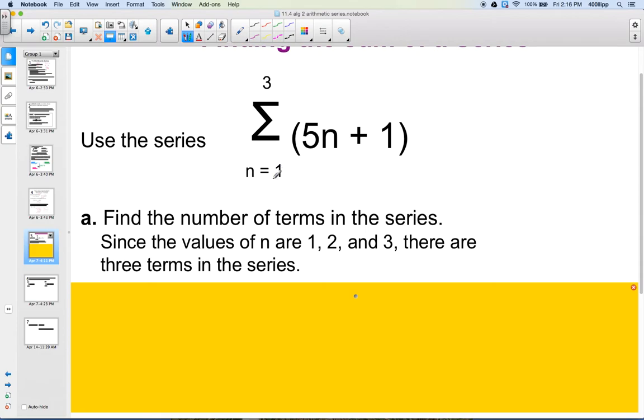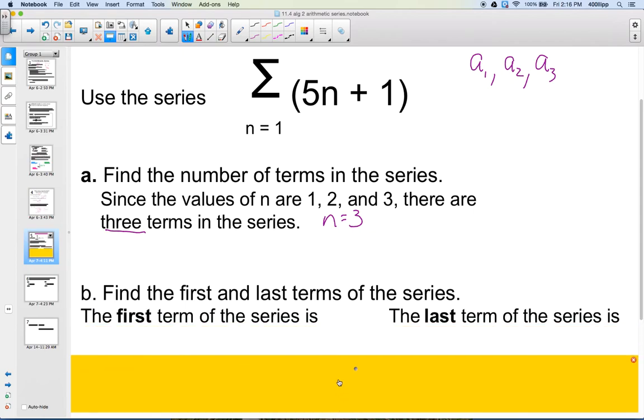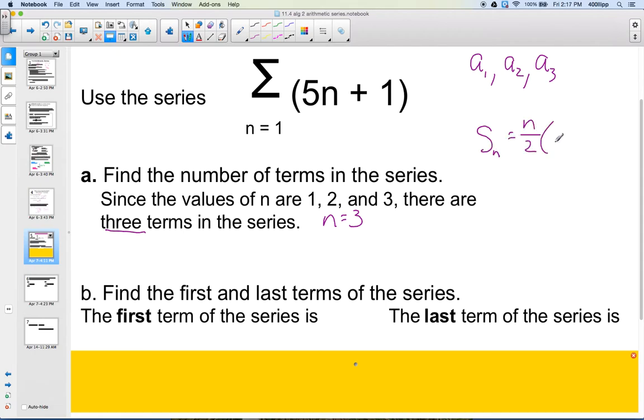Since we're going from our lower limit of 1 all the way up to our upper limit of 3, that means that we have the values of a sub 1. It's telling us to add up the first, the second, and the third terms. So therefore we have 3 terms, and that means that n is equal to 3. Then we're going to find the first and the last term, because we need to keep in mind what our equation is, which is n over 2 times our first term plus our last term.